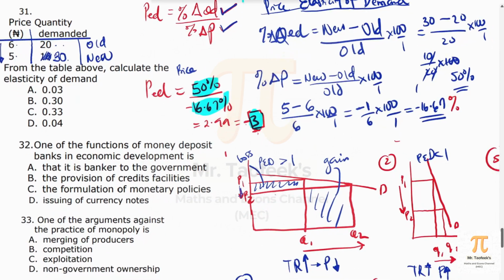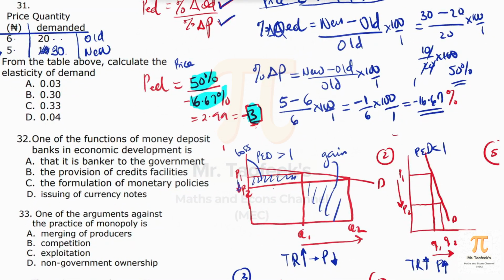One of the functions of money deposit banks in economic development is: A, that it is a banker to the government. No. B, provision of credit facilities. C, the formulation of monetary policy. No. D, issuing of currency notes. No. So A, C, and D are basically done by the central bank, and the answer is B.